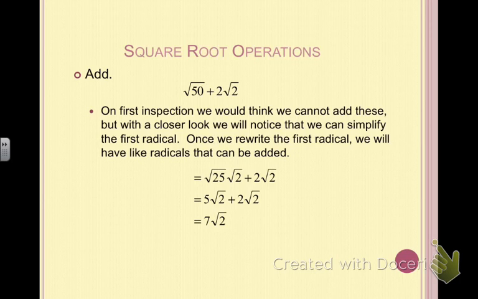The square root of 50 breaks down into the product of the square root of 25 and the square root of 2. Take the square root of the perfect square, giving you 5, and leave the other factor 2 under the radical sign. 5 square roots of 2 and 2 square roots of 2 can now be added and result in a sum of 7 square roots of 2.